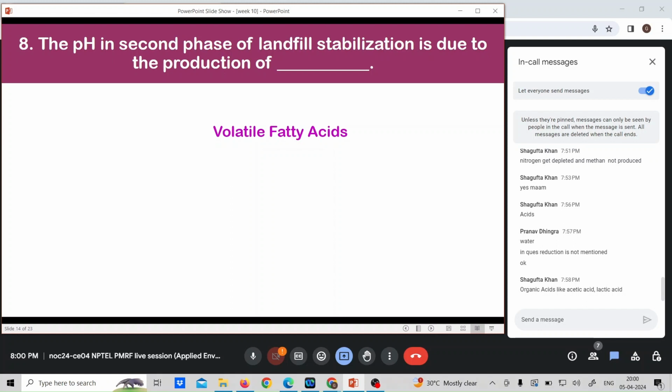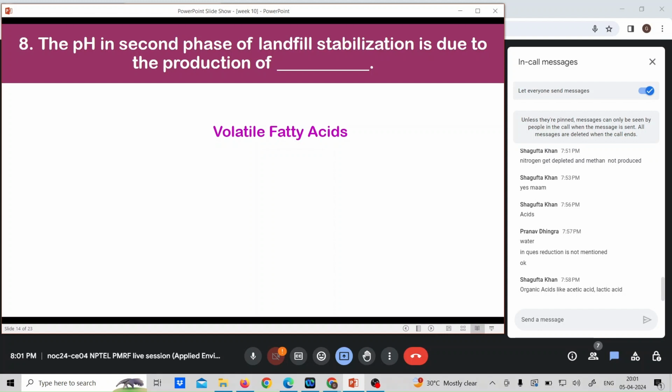Okay, let me just go through the process once. So generally in anaerobic process, there are four steps, which are hydrolysis, acidogenesis, acetogenesis and methanogenesis. This is how methane production happens from a typical biomass using an anaerobic process.